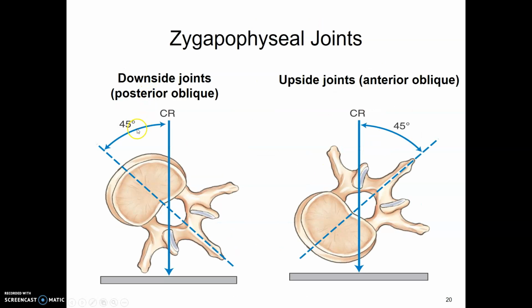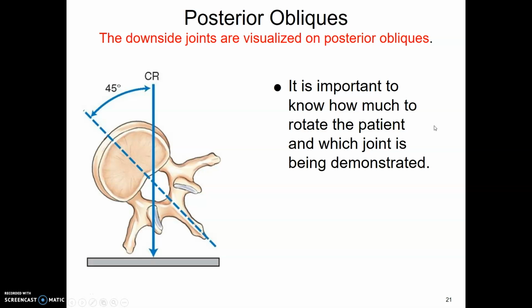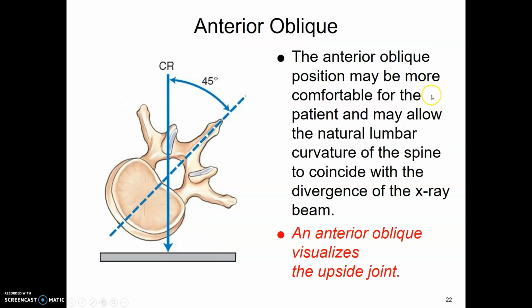So the zygoapophyseal joints are at a 45-degree angle. You need to memorize what you see on a downside, or what you see on posterior obliques is the downside joint. Anterior obliques are the upside joint. Even though you will probably never do an anterior oblique lumbar spine, for boards, they want you to know this silliness. So keep that in mind. We do posterior obliques routinely, so you're going to see the downside joint. But it's simply just something that you have to memorize.